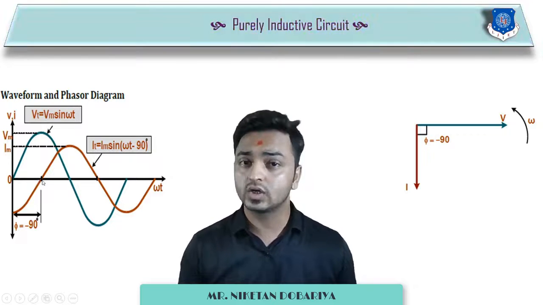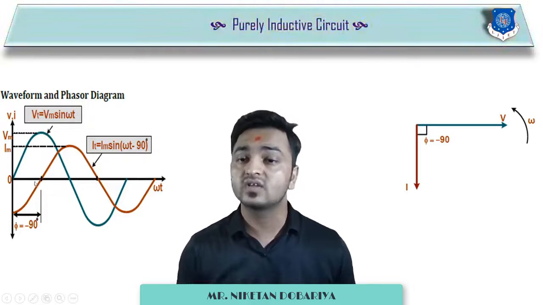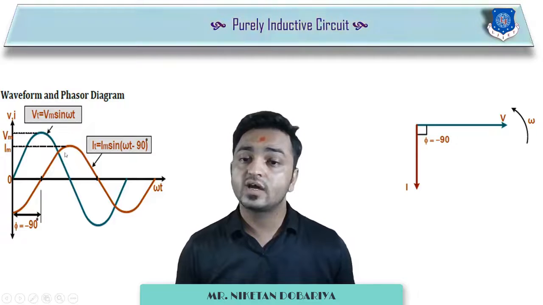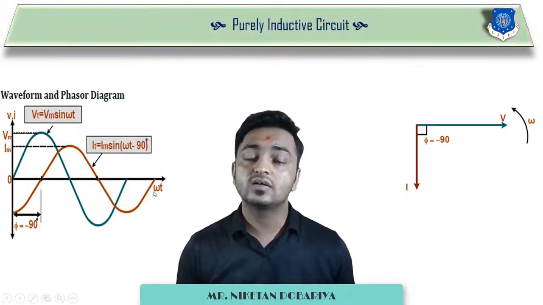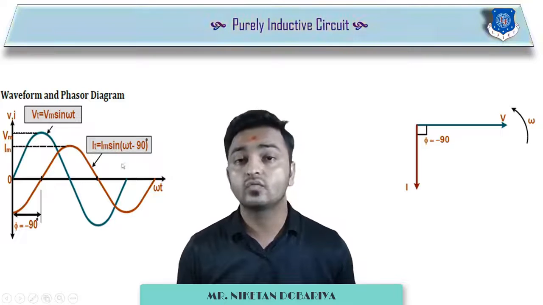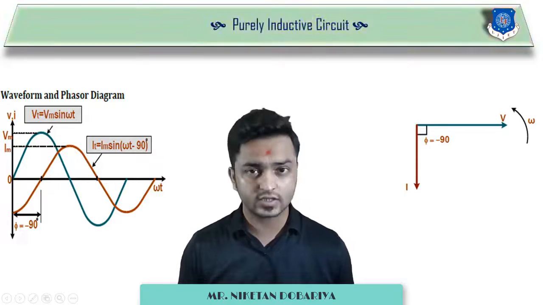So in the waveform of current, the positive cycle of current starts from minus 90 degrees. That's why, if you observe the waveform, the positive cycle of this current, which is in dark red color, is starting at minus 90 degrees. So these are the waveforms of voltage and current for a purely inductive circuit.